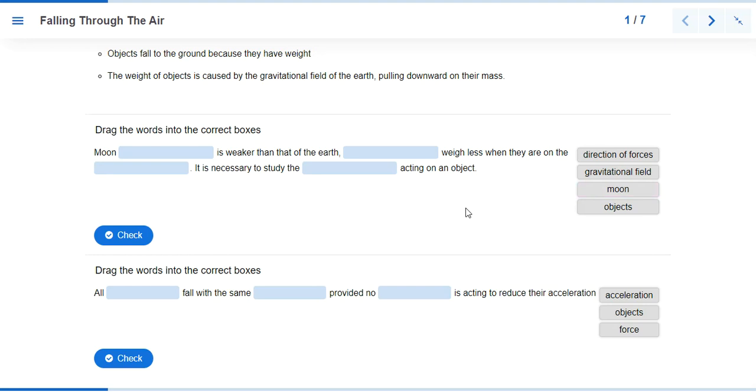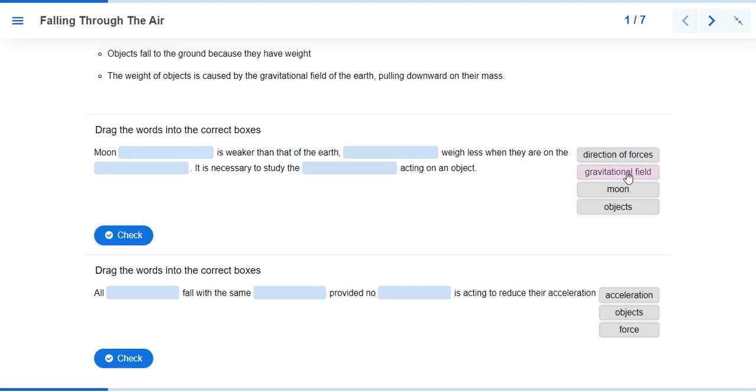Objects fall to the ground because they have weight. The weight of an object is caused by the gravitational field of the earth pulling downward on their mass. Let's deal with this question, the words.